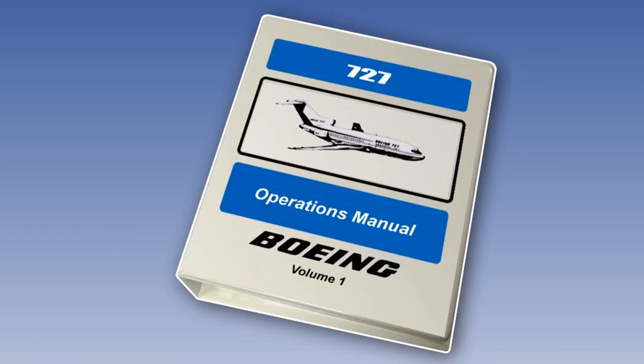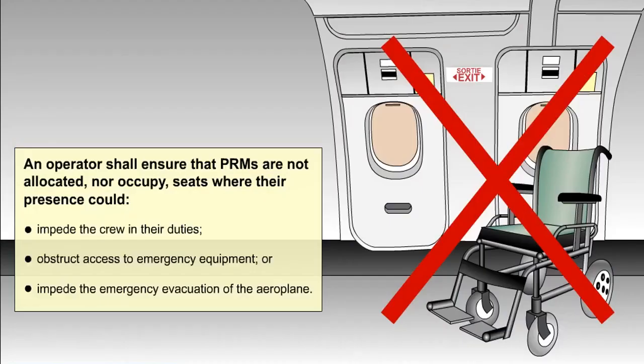The basic rule is that the operator, usually through the operations manual, must establish procedures for the safe carriage of these groups of people, including, of course, notifying the commander that he has these persons aboard. Additionally, persons of reduced mobility must be seated so as not to impede the safe operation of the aeroplane, specifically in the manner shown on the screen.